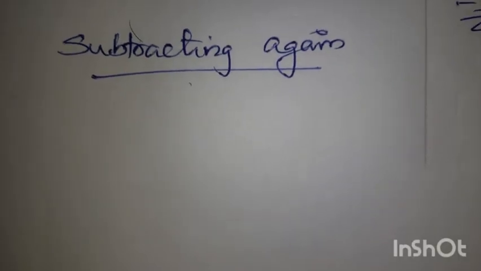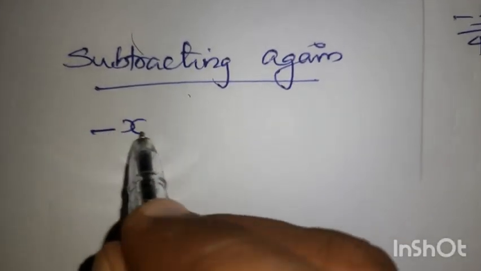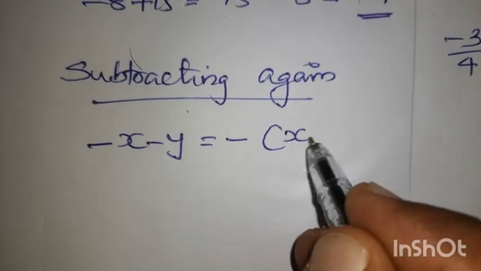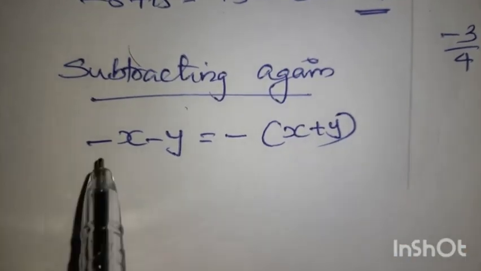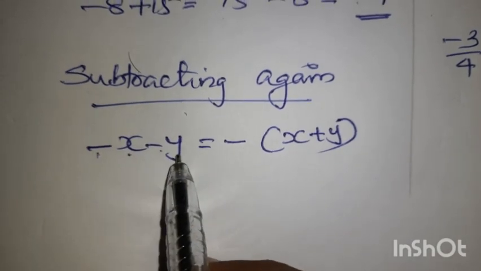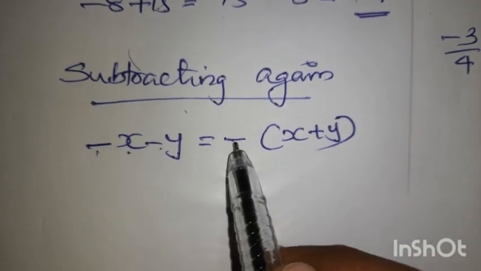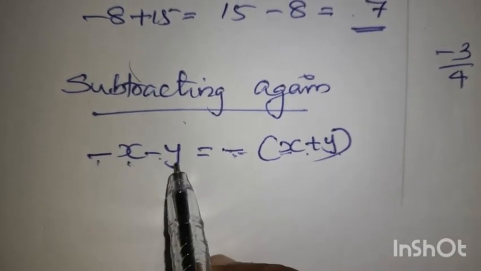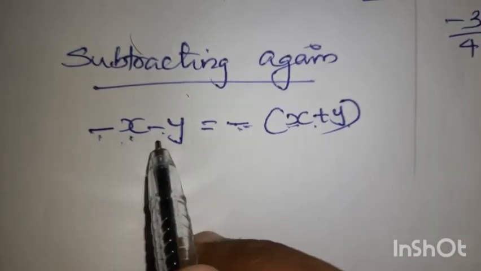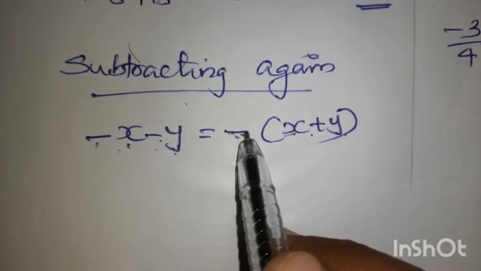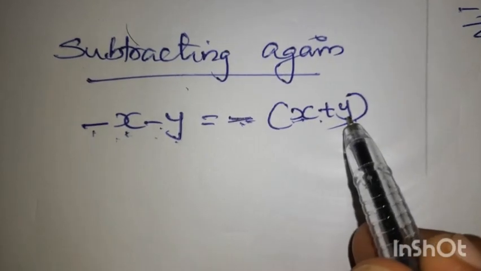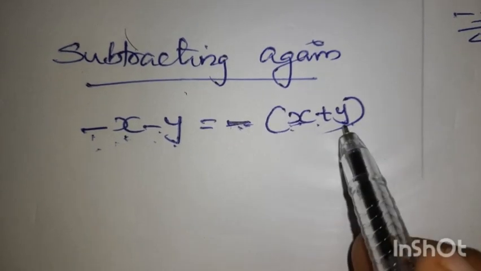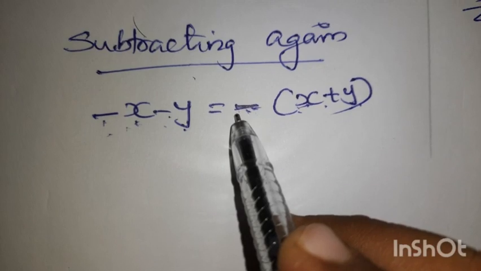Next is subtracting again. Minus x minus y is equal to minus of x plus y. Minus into x minus into y is equal to minus of x plus y. Minus into x is minus x. Minus into plus y is minus y. So we can write minus x plus minus y is minus of x plus y. If two numbers are subtracted, what do you have to do? The numbers should be added and keep the sign of minus.